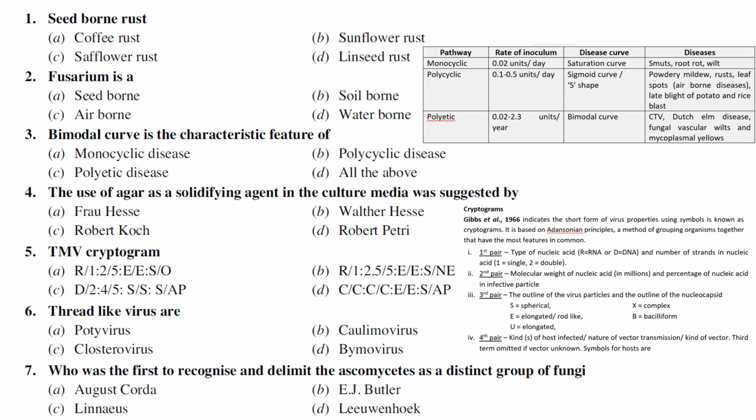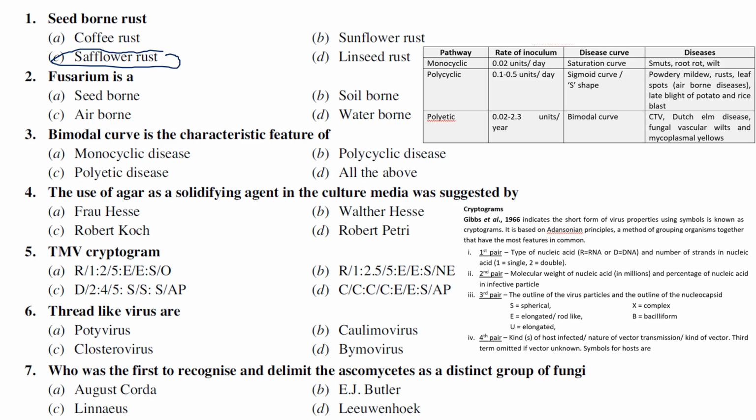First one is, which of the following is a seed-borne rust? Coffee rust, sunflower rust, safflower rust, linseed rust. Coffee rust is Hemileia vastatrix, that is airborne. Sunflower rust, linseed rust also. But among the rusts, safflower rust is actually seed-borne and also spreads through other means. So the answer is option C, safflower rust.